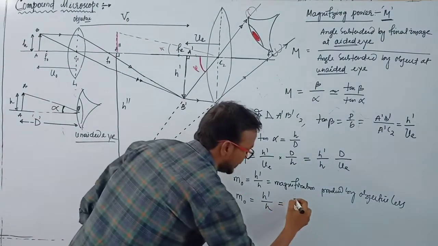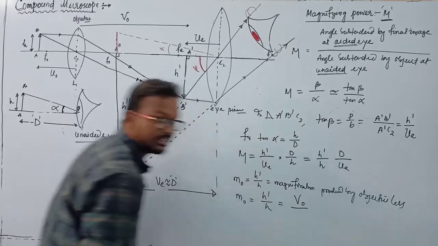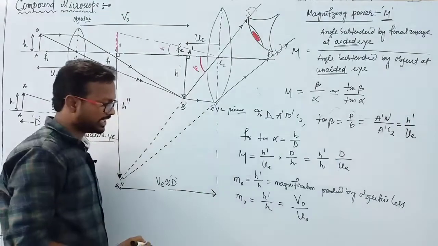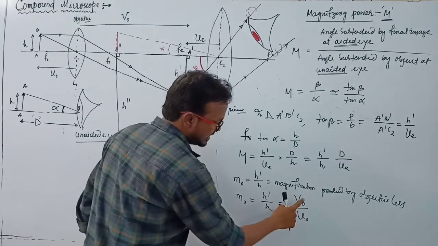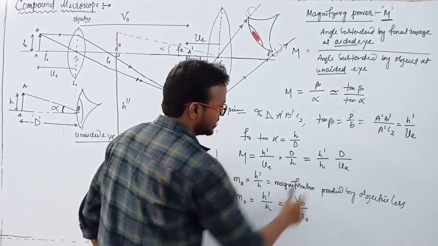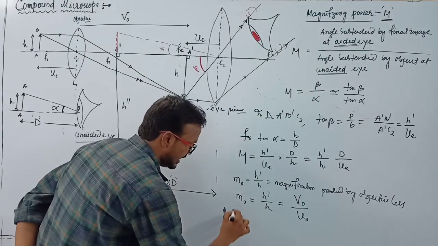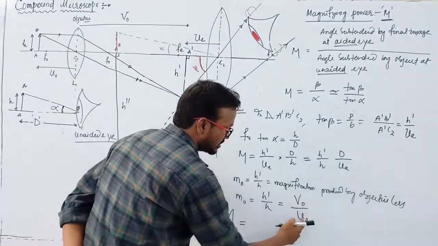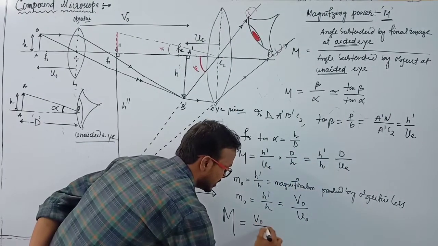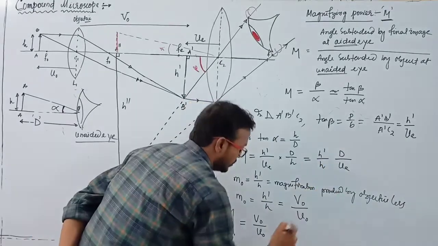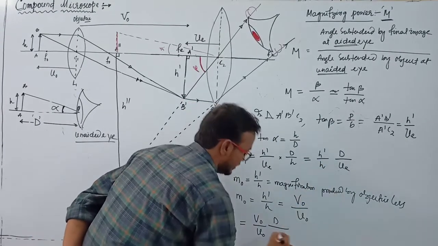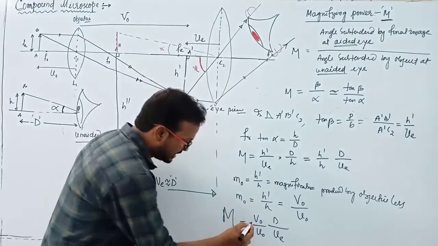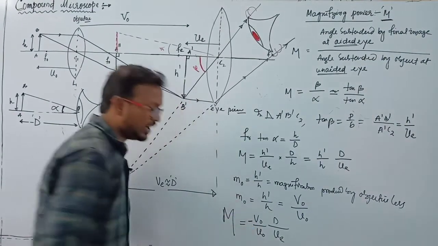So we can write here v naught divided by the object distance u naught. Clear? Then for h dash by h we can replace it by v naught by u naught. So this relation turns out to be capital M equal to h dash by h equal to v naught by u naught into d by ue, where ue is the object distance for the eyepiece. But there is a negative sign. And why is there a negative sign?